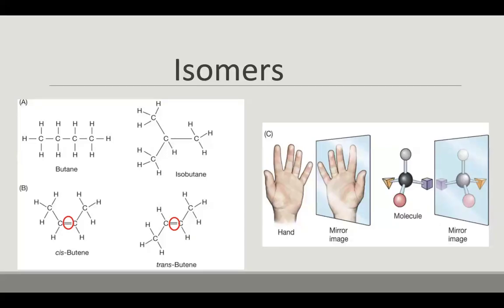So what are isomers? Isomers are molecules with the same chemical formula, but their atoms are arranged differently. So structural isomers, as you see here with butane and isobutane, their atoms are joined differently from each other. As a result, they have different chemical properties. Then you also have cis and trans isomers. Cis isomers means that they're on the same side of the double bond. Trans isomers mean that the molecules attached to the double bond are on opposite sides. So once again, cis, same side. Trans is opposite side.